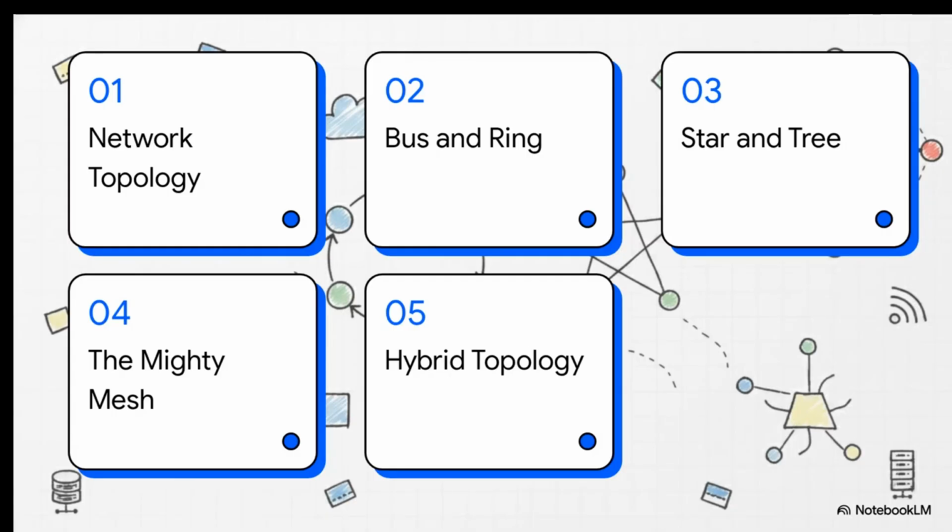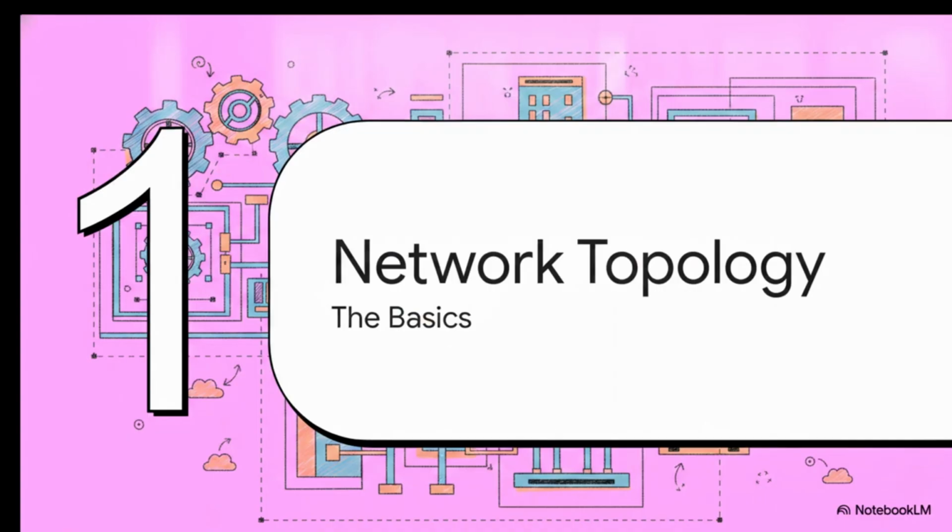So today we're going to step through 5 key areas. First, what network topology actually is. Second, bus and ring setups. Third, star and tree configurations. Fourth, the mighty mesh topology. And finally, combining forces with hybrid topologies. We'll be grading them all on cost, reliability, security, and scalability to see which ones actually survive the real world. Let's get to it. Section 1.